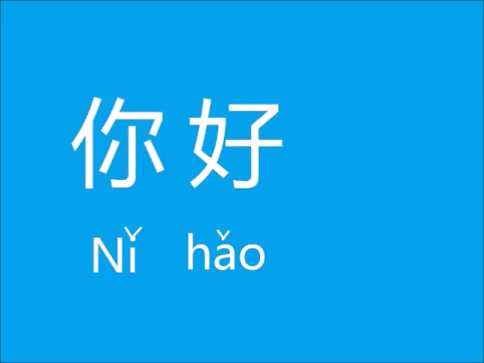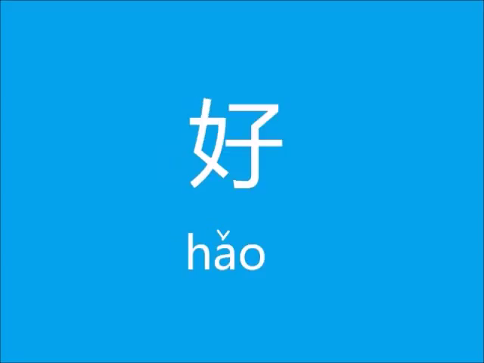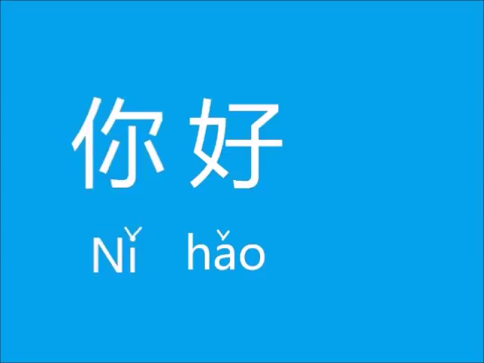Okay, so now that we got the tones down, let's start learning some vocab. So let's start with hello. This is ni hao, ni hao. Okay, now let's break it down. So ni means you, and hao means good. So together, ni hao means you good, or in this case, hello. So you good is a way to say hello in Chinese.